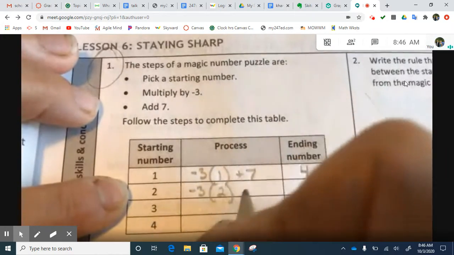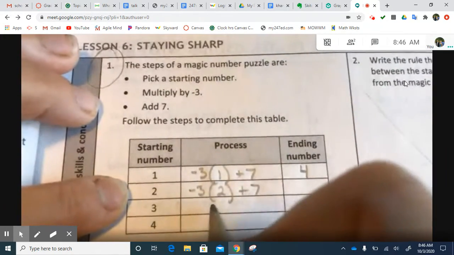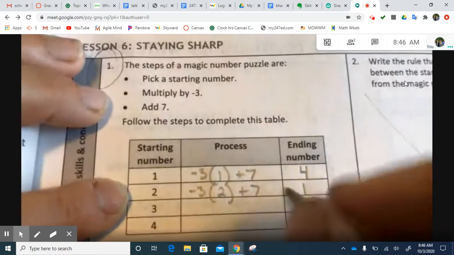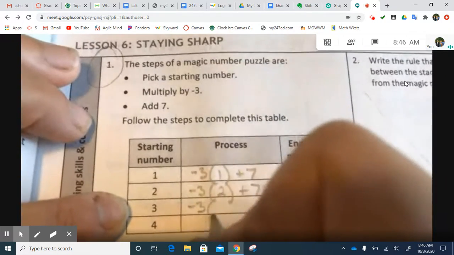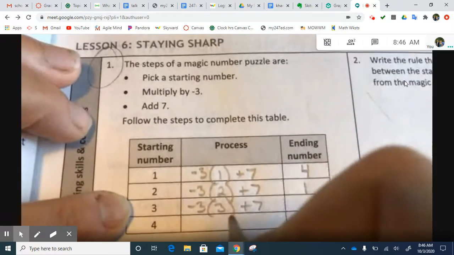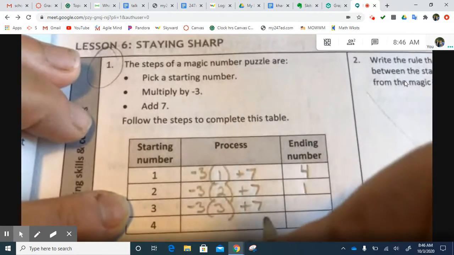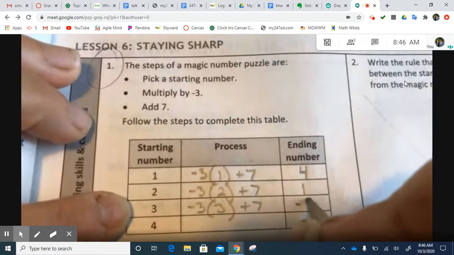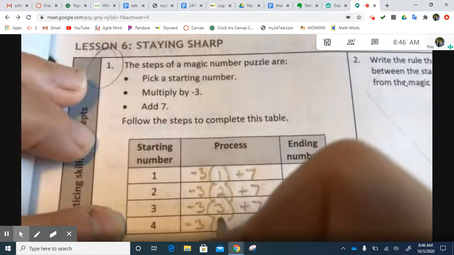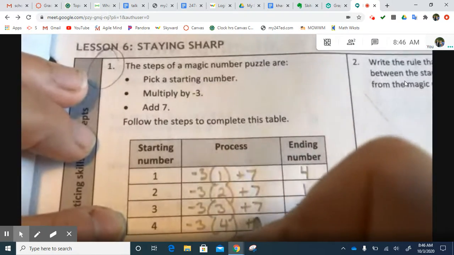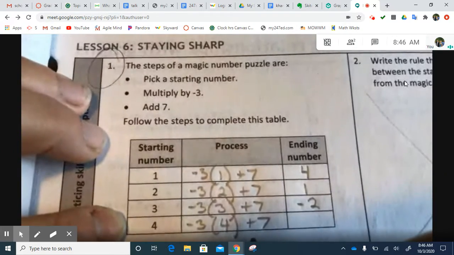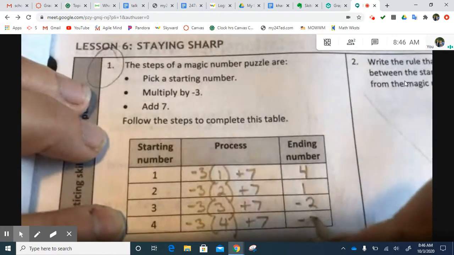-3 times 2 is a -6, plus 7 will be 1. -3 times 3 is -9, plus 7, bring us to a -2. And then -3 times 4 is -12, plus 7 is a -5.